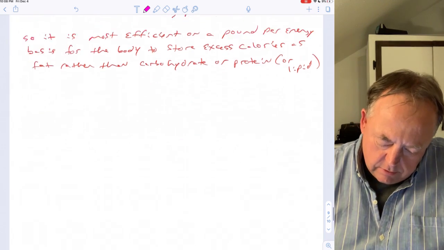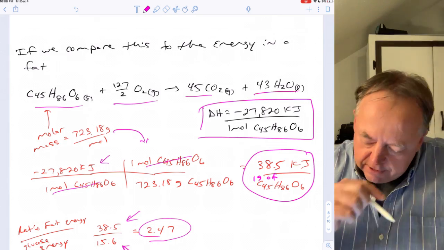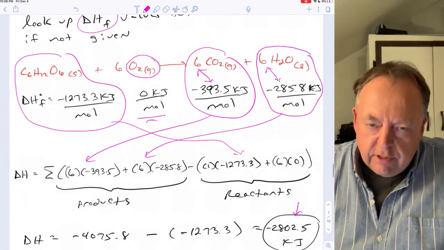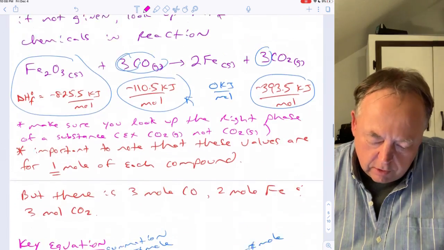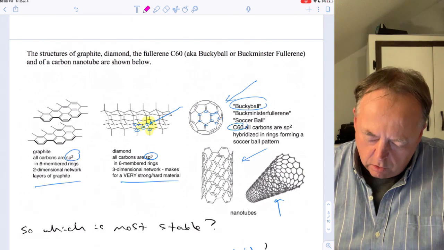Okay, so the main concept here is simply to know how to use heats of formation values like here to calculate delta H for a reaction, and then understanding what allotropes are and what heat of formation values are. Okay, we'll stop there.